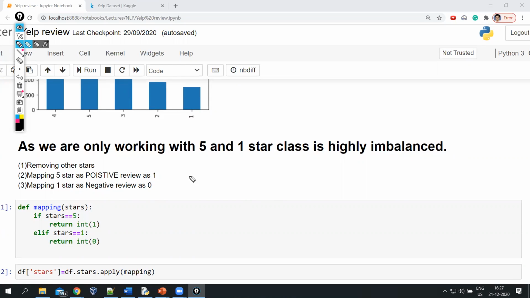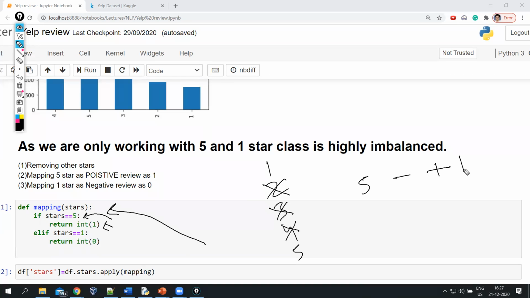I am removing the stars. Like I said, I have 1, 2, 3, 4 and 5 stars. So I'm removing 2, 3 and 4. For that I've created this function which will take the stars column. It will check whether the star is equal to 5. If it is 5, it will return 1. So 1 means the positive review. For positive I have coded this as 1. If the stars is equal to 1, it will code it as a negative review, which means it will return 0.